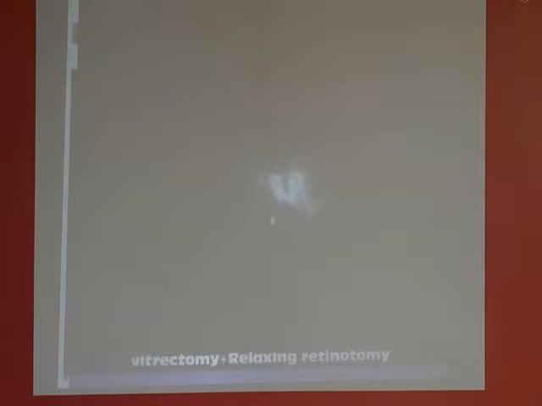So this kind of retinal incarceration will not settle if you don't do a retinotomy here. Relaxing retinotomy is a very important step in relaxing the retina. After you relax the retina, you go inside the subretinal space, clear the blood, and then you can put PFCL, and the rest of the surgery is routine.